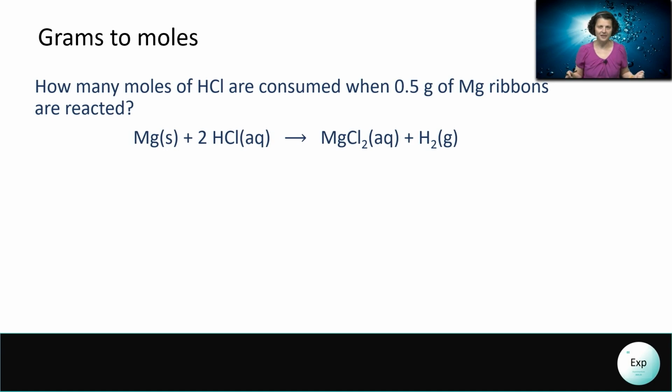The most common thing that we do in the laboratory to set up a chemical equation is to weigh out a starting material amount. Here we start with 0.5 grams of magnesium ribbons.